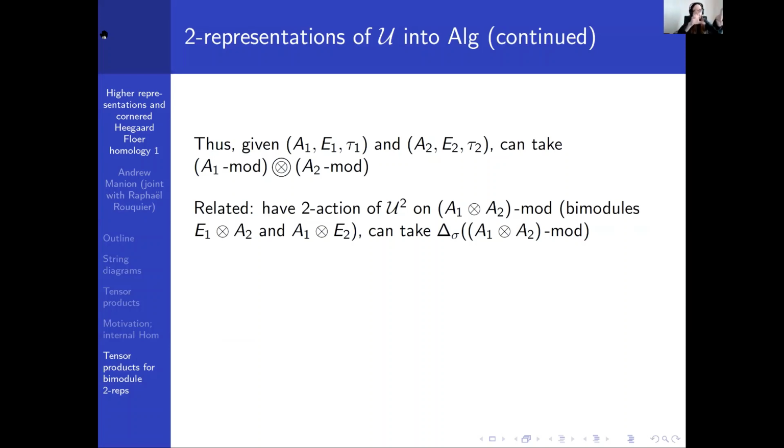I have these two E1 and E2 bimodules. There's a natural swap isomorphism between them. Now I can apply the delta sigma construction to that. Okay, and this is the one I especially want to look at.